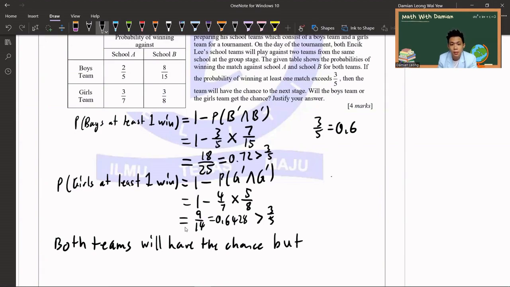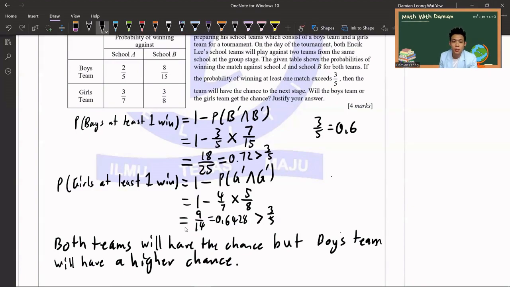But the boys team will have a higher chance. Okay, both of them will still get the chance because we can clearly see the probability is higher than the 3 over 5. It's just that the probability for boys having at least one win is higher. So it is a higher chance.